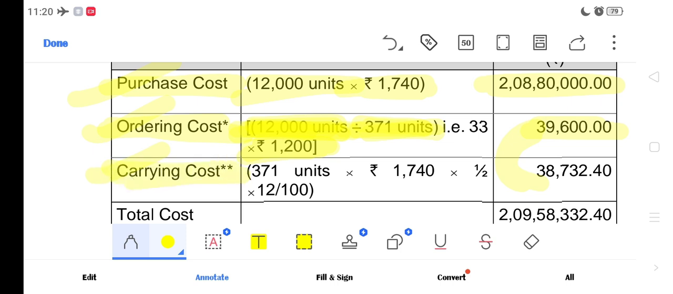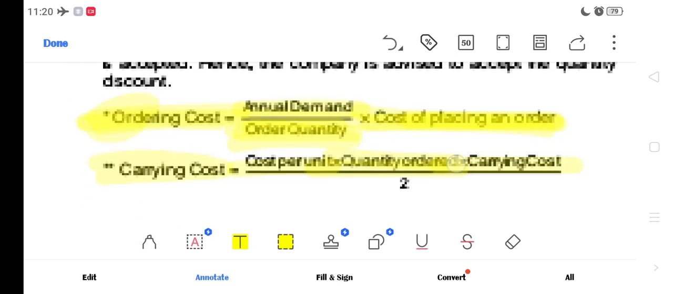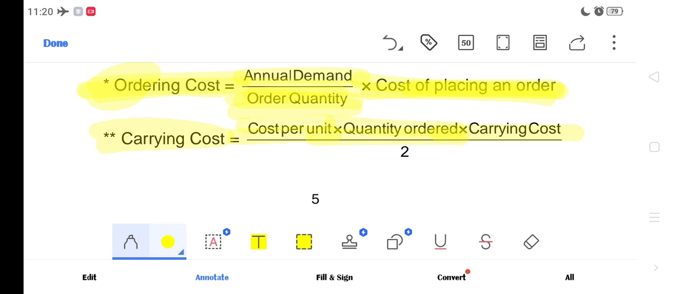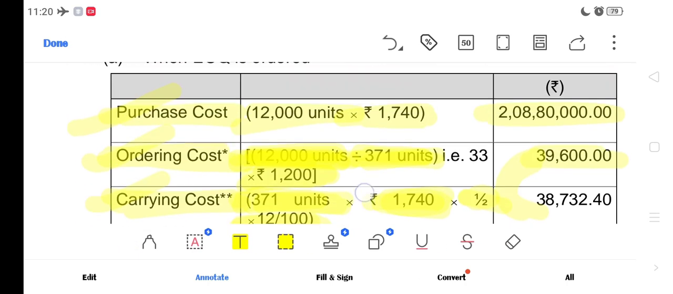So now carrying cost. What is the formula for carrying cost? Half into per unit cost, 1740, and the order quantity, which is 371 units, into 12 by 100, which means 12%. So 1740 into 12% is the carrying cost per unit, then half of it and into order quantity. That is the formula, right? Cost per unit is 1740, quantity ordered is 371, carrying cost is 12%, divided by 2. That's what he has done here.